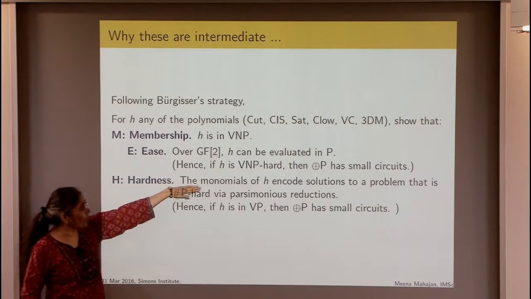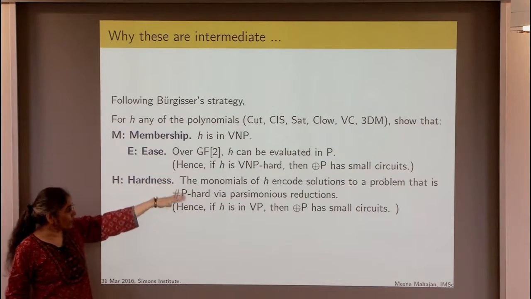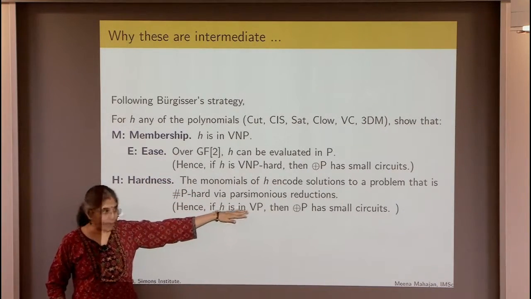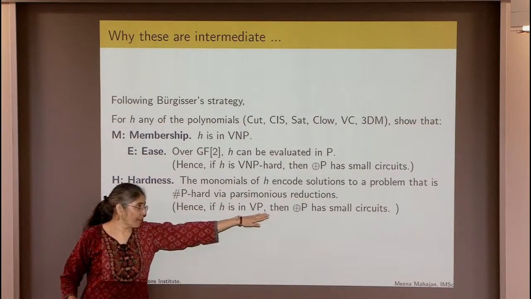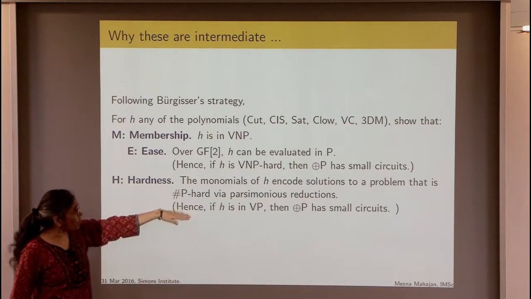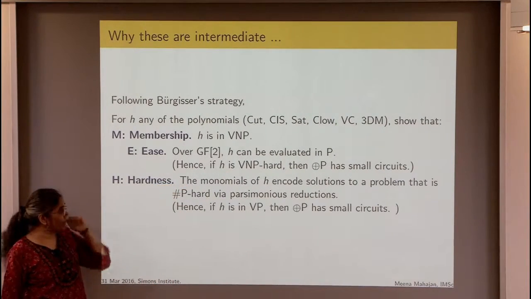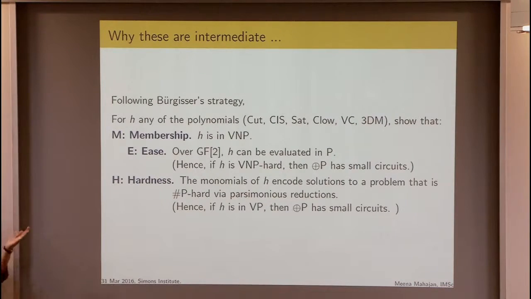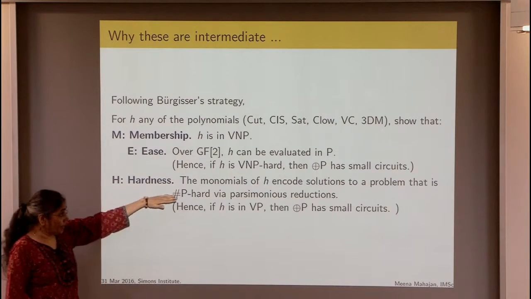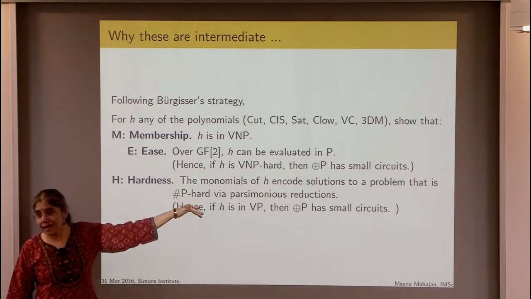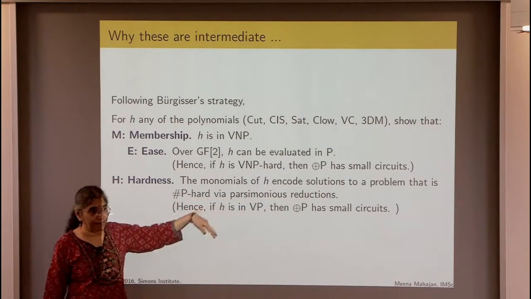We need to show that this polynomial is somehow hard to compute, and therefore it's not going to be in VP. If it is in VP, then the same bad consequence should happen. In order to show this, we want to use the fact that the monomials of H are encoding solutions of a #P-hard problem. So that's where the counting comes in again. The underlying problem is #P-hard via parsimonious reductions.